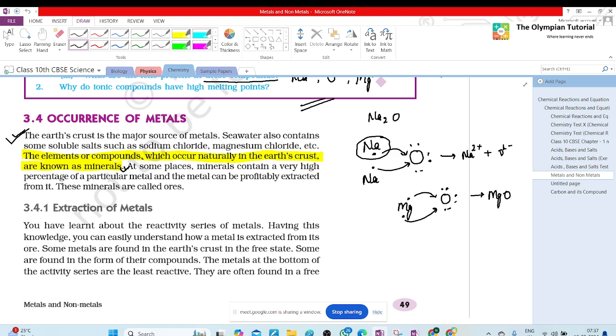Minerals contain a very high percentage of a particular metal, and the metal can be profitably extracted from it. These minerals are called ores. So you have to write the definition of ores also. Minerals contain a very high percentage of a particular metal and the metal can be profitably extracted from it. These minerals are called ores. Now, extraction of metals.